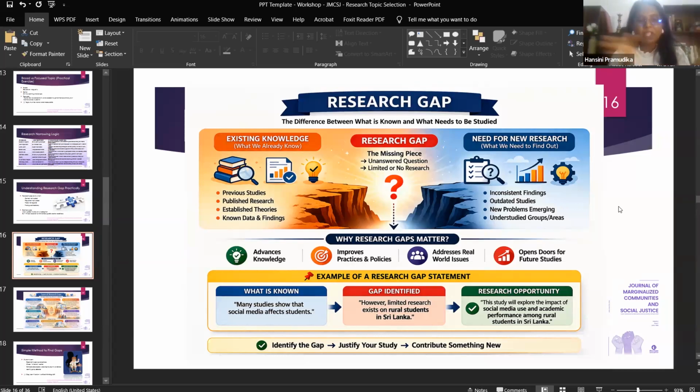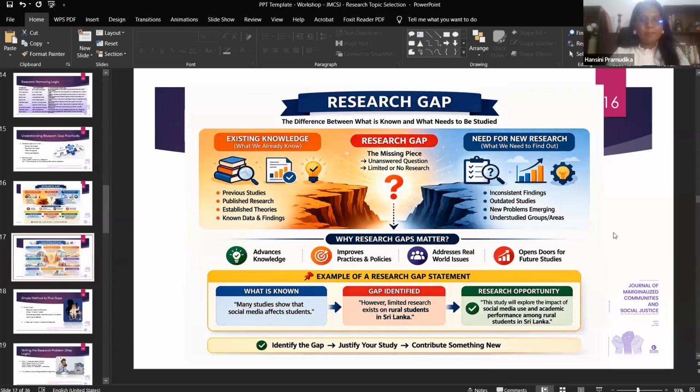So there is an example as well. What is known? Many studies have shown that social media affects students, right? We all know that, right? So we can identify the gap. However, limited research exists on rural students in Sri Lanka. There is no research conducted for that in that context, right? So then you can conduct the research study as a research opportunity, right? This study will examine the impact of social media use on academic performance among rural students in Sri Lanka. That's how you can bridge the research gap.